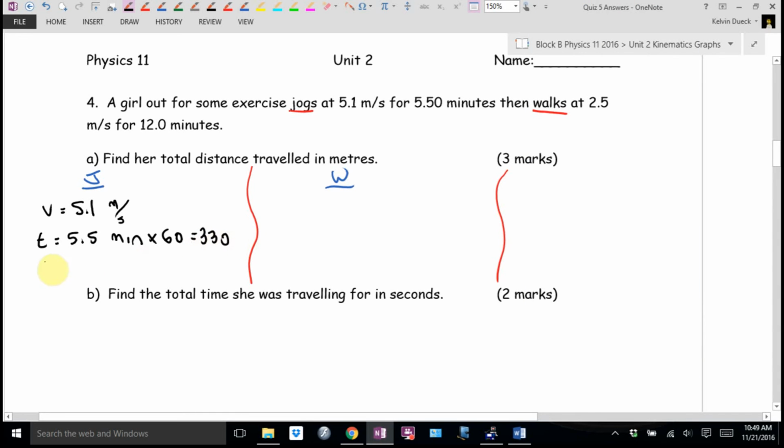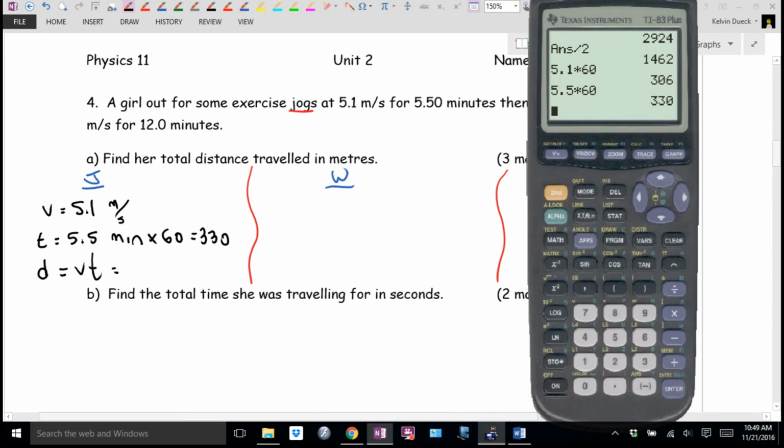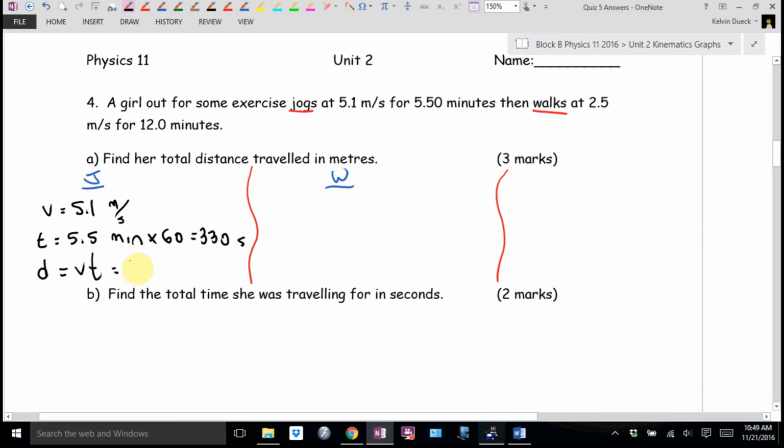So I'm going to get, while jogging, the distance is V times T. 5.1 times 330. My units match. It's meters per second, and it's seconds. That's going to give me meters in my answer. 1683, and I'm not going to round off yet because I'm not done.